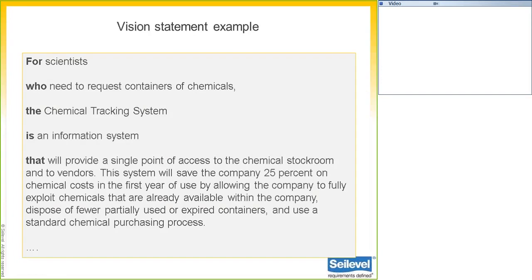Okay. So Joy has a vision statement pulled up. Here's an example. I'm not going to go through it in detail. If we put the entire vision statement here for the project, your eyes would kind of glaze over. But this at least gives you a flavor of the types of things that we include in one. So, for example, just to summarize, the vision statement for our chemical tracking system is that it's for scientists who need to request containers of chemicals. The chemical tracking system is an information system that will do X, Y, Z.